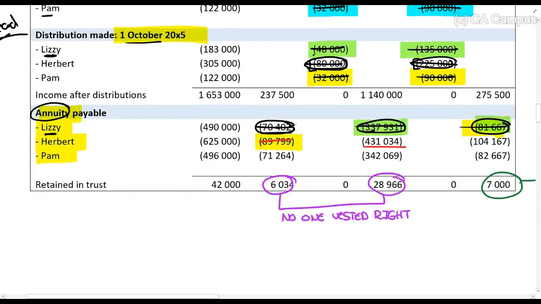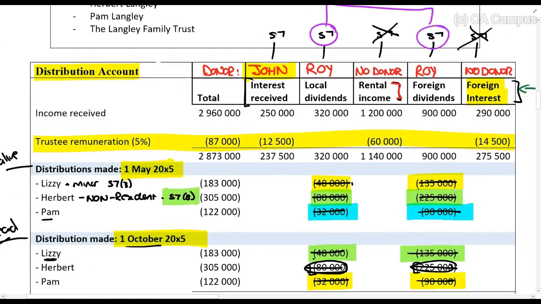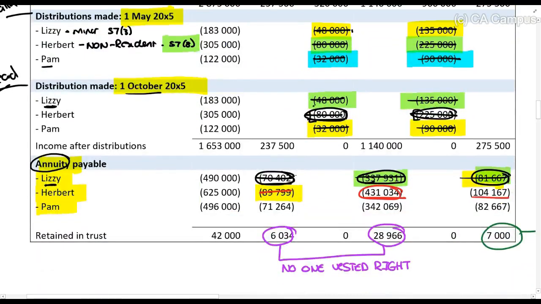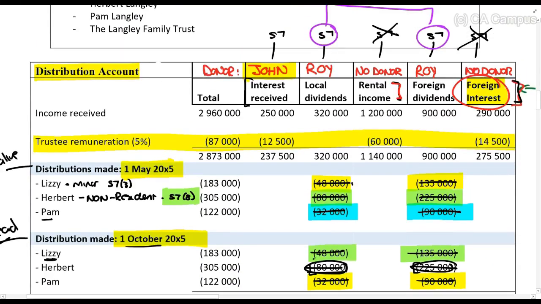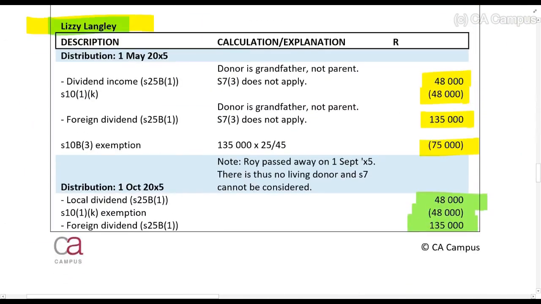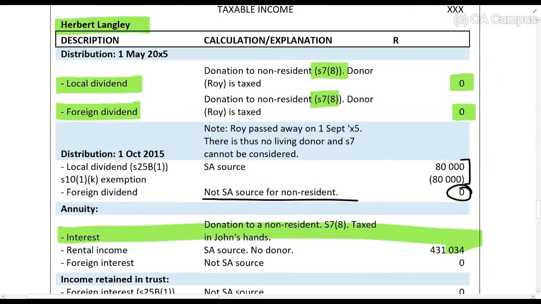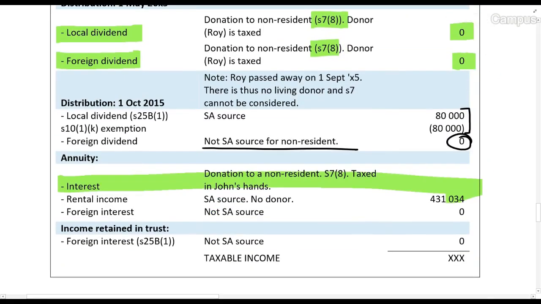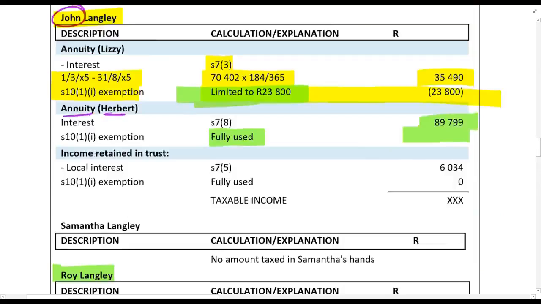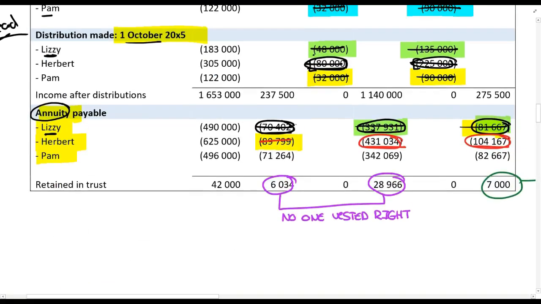Then there's the 431,034 and the 104,167, the rental income and the foreign interest. Was there a donation? Is the donor alive? No. So who should be taxed on it? The person who received it. So the 431,034 is from a South African source, so Herbert will be taxed on it. The 104,167 is foreign interest though, so Herbert cannot be taxed on it. Right, so look at Herbert. The rental income he can be taxed on, but he cannot be taxed on the foreign interest because it's not from a South African source.